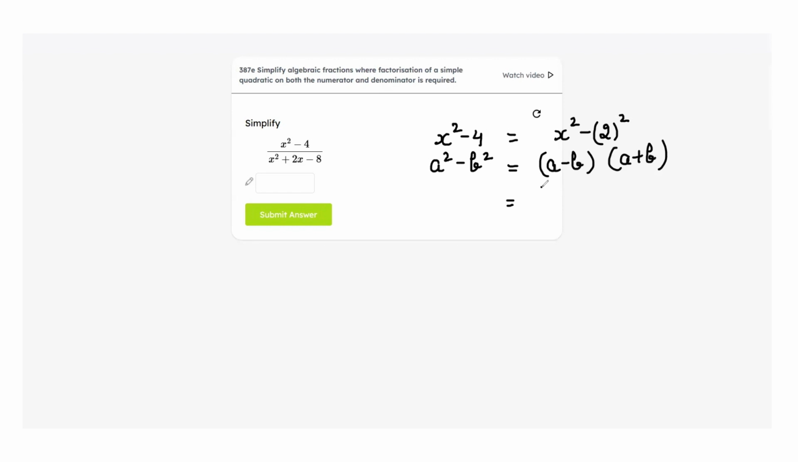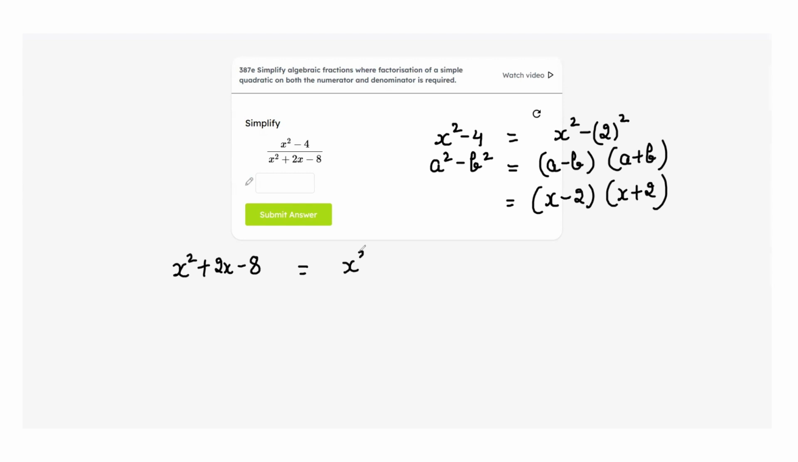So the value of a here is x, the value of b here is 2. Same we will put it here, and we factorize the numerator as x minus 2 into x plus 2. Now we have to factorize x squared plus 2x minus 8 by using the factorization method of quadratic expressions. I have already shared the video link for the complete video where you can understand how to factorize such expressions. So let's start with the factorization.